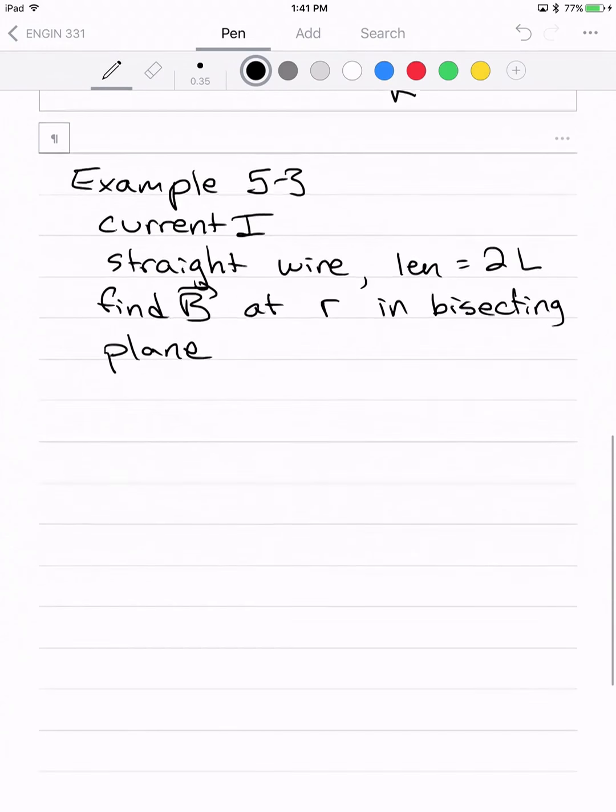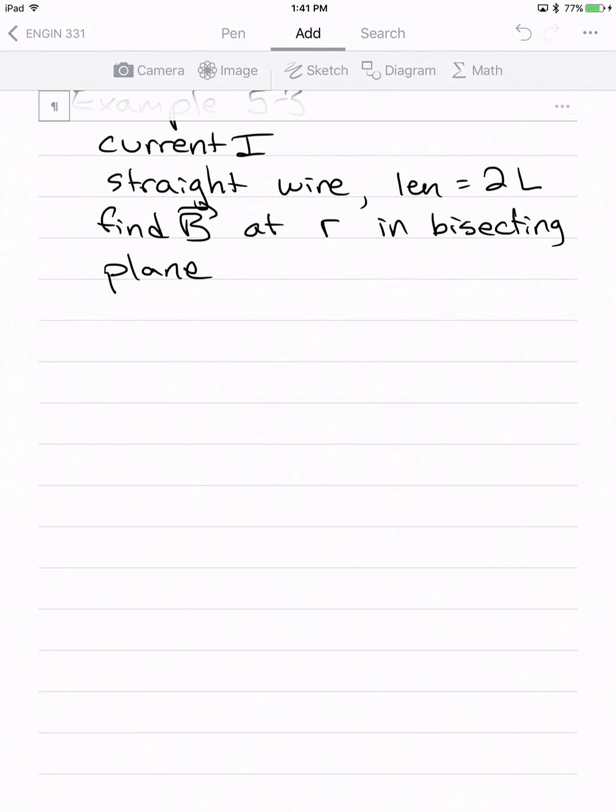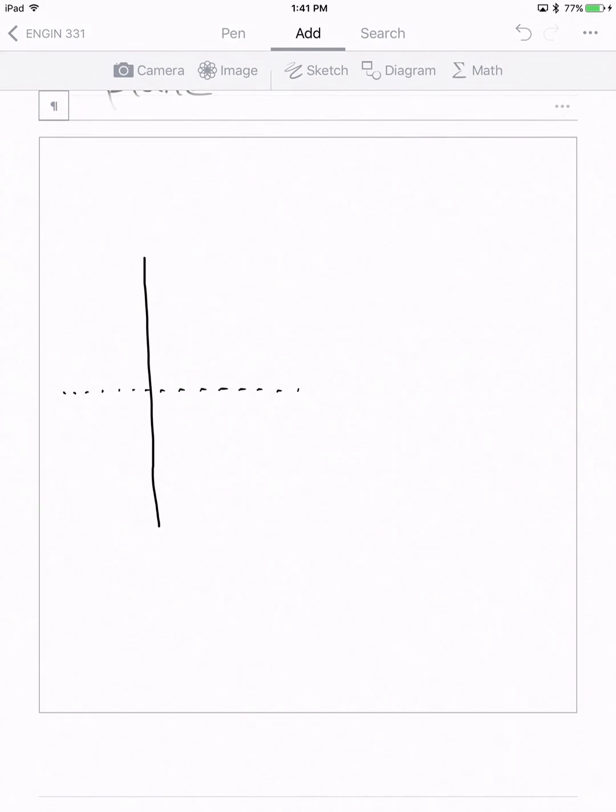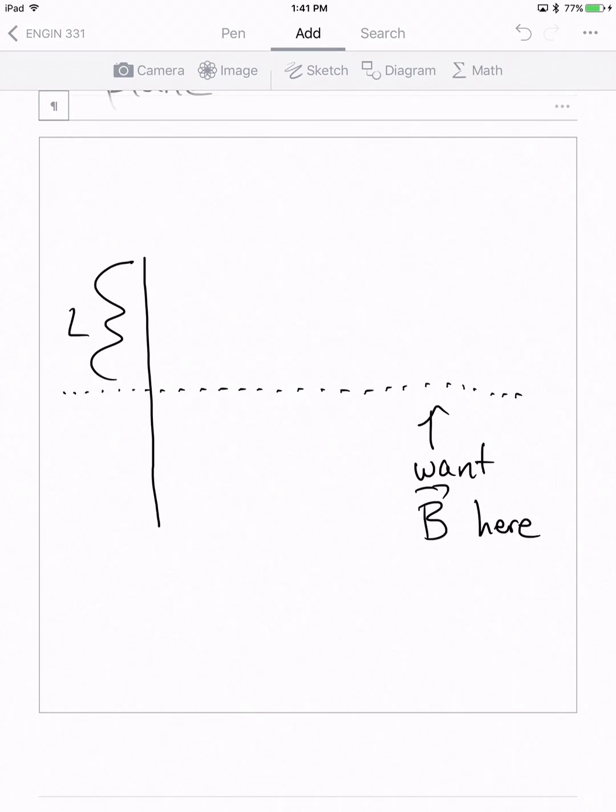Now let me draw a picture of that. Here's what that looks like. We have our wire like this, and here is the plane that bisects the wire. I'm drawing a side view. We only want the magnetic flux density there. We don't care what it is anywhere else. Now this wire has length 2L, so it has length L above the plane and length L below the plane.